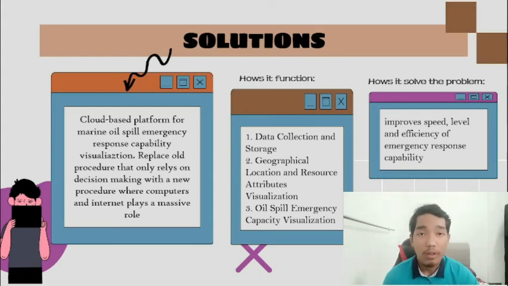All emergency response capabilities at different times are displayed on the interface of the system, showing oil spill emergency response capability at a specific time. This helps the response team handle the incident in the most efficient way possible. Ultimately, this cloud-based platform improves the speed, level, resources and efficiency of emergency response capability.